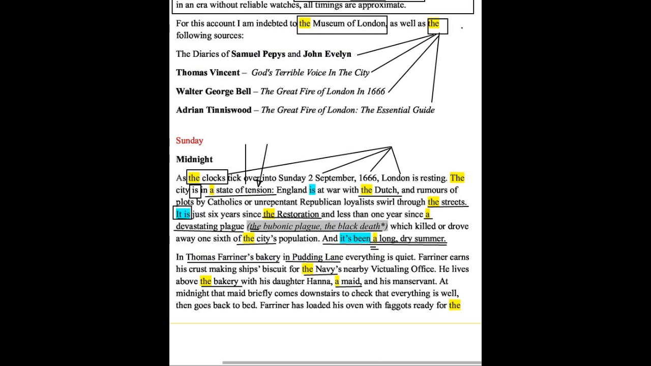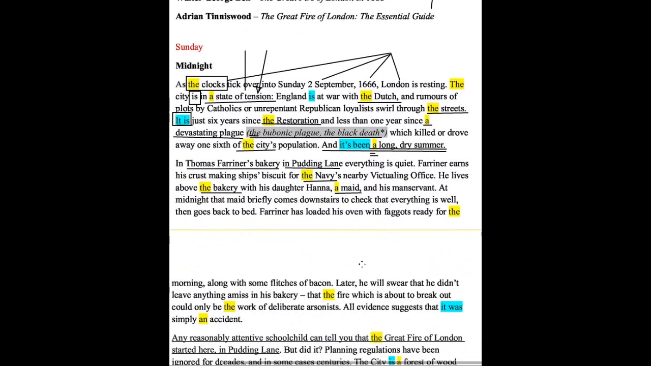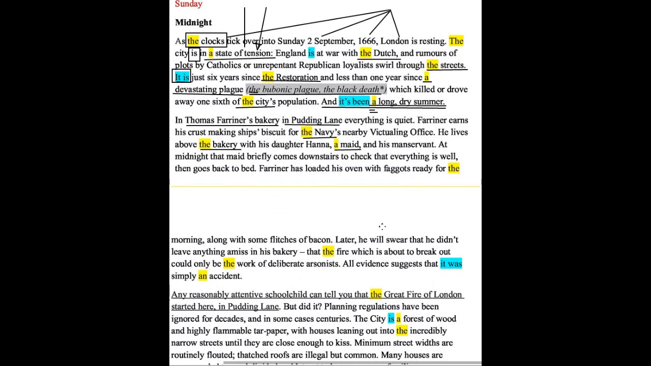Okay, we'll have to push the page on a bit to check that everything is well, and then goes back to bed. Fariner has loaded his oven with faggots ready for the morning. Now here we mean the next morning, and so it must be the morning. That makes it very clear we mean the next morning. Along with some flitches of bacon. Later he will swear that he didn't leave anything amiss in his bakery, that the fire which is about to break out could only be the work of deliberate arsonists.